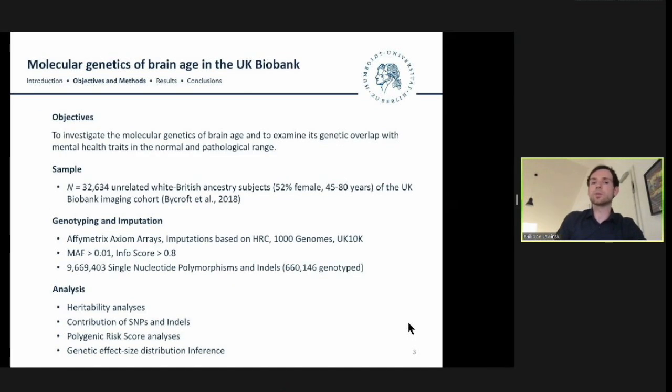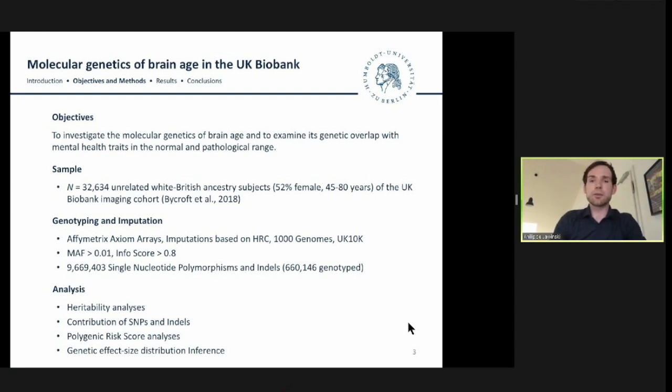Now, we wanted to approach the brain aging topic from a molecular genetics perspective. So our aim was to investigate the molecular genetics of brain age and to examine its genetic overlap with mental health traits in the normal and pathological range.